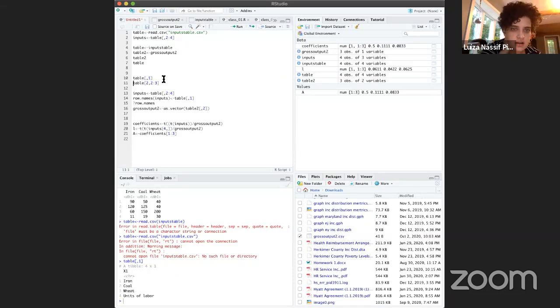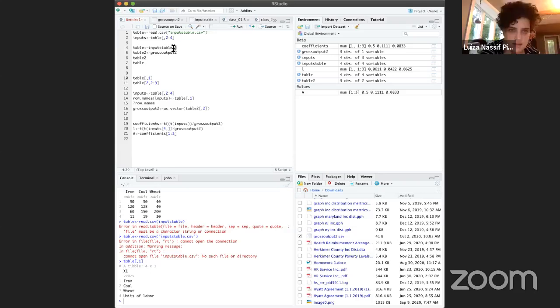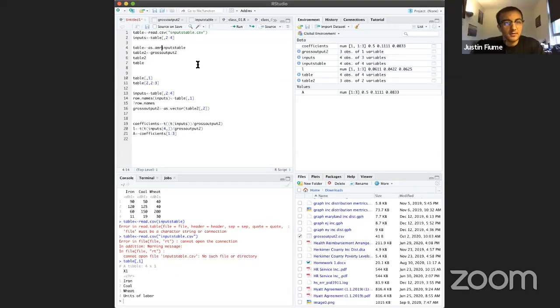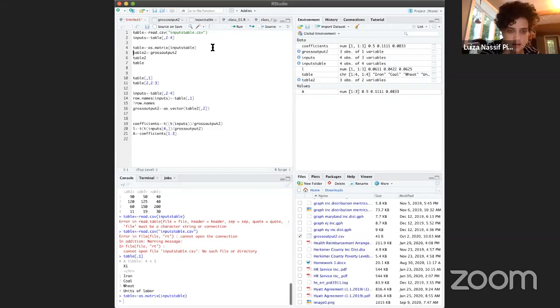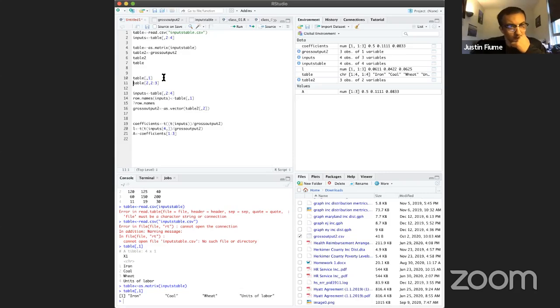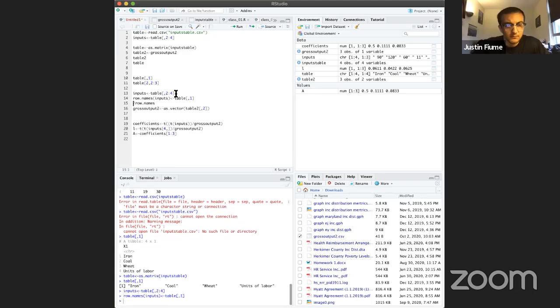Can you do something for me? On line 4, the table as dot matrix inputs table, in parentheses. So instead of just saying inputs table, before inputs table, write as dot matrix, sorry, as matrix, and then open parentheses and close after. Try that. Now run line 10 again. Okay, now try line 13 again. Now it worked.